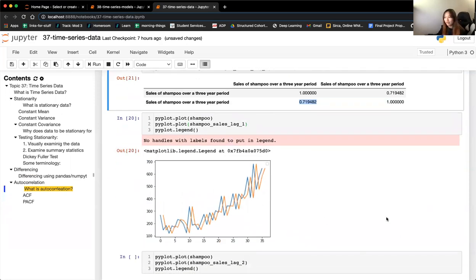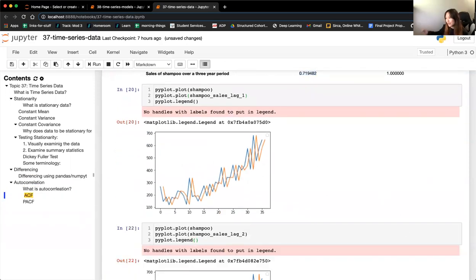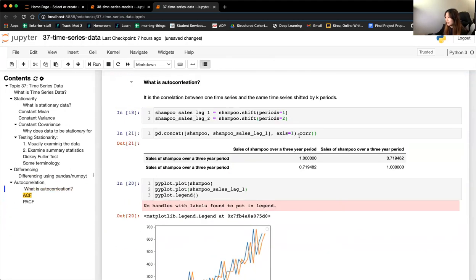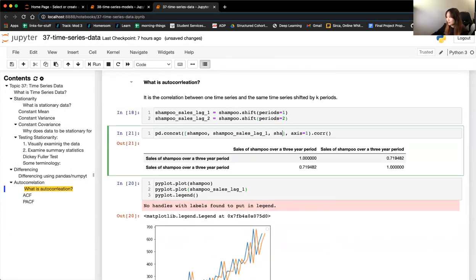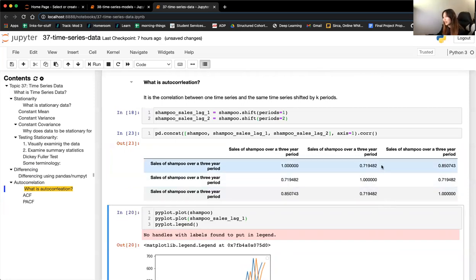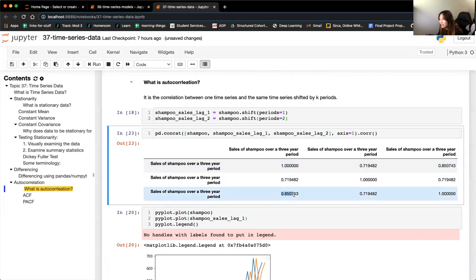But yeah, this is what it looks like on a graph. If I want to see it with 2 lag times, this is what it looks like. I can even add shampoo sales lag 2 in here. And see that, between the regular time series and the series shifted by 2, it actually has a correlation of 0.85. So what this is saying is that using the data from 2 days back could be very helpful as a predicting factor for today, if that makes sense.